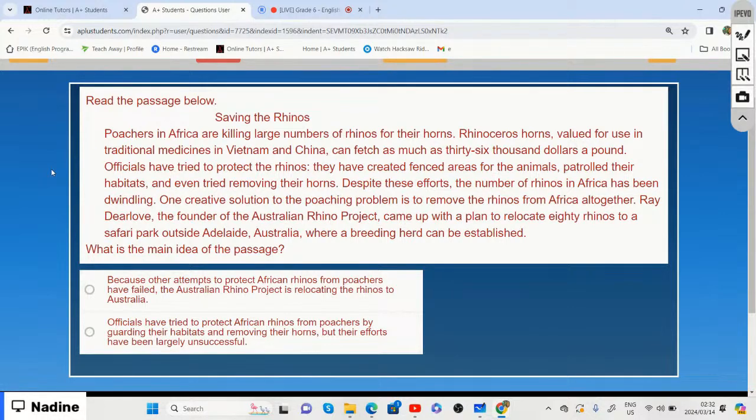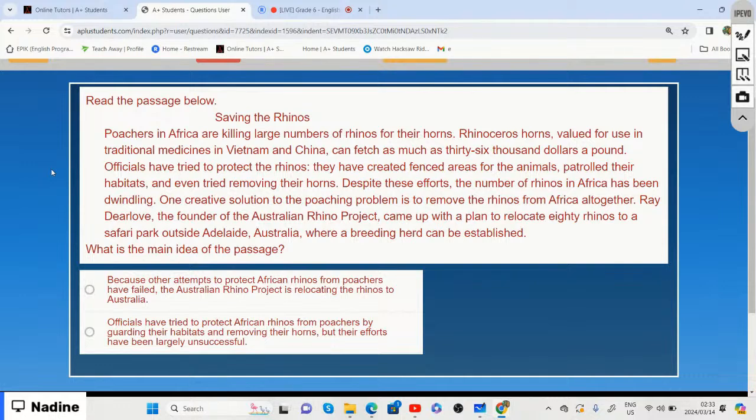Officials have tried to protect the rhinos. They have created fenced areas for the animals, patrolled their habitats, and even tried removing their horns. Despite these efforts, the number of rhinos in Africa has been dwindling. One creative solution to the poaching problem is to remove the rhinos from Africa altogether.